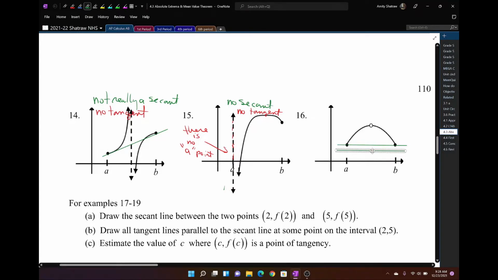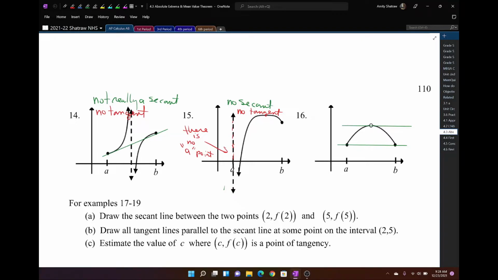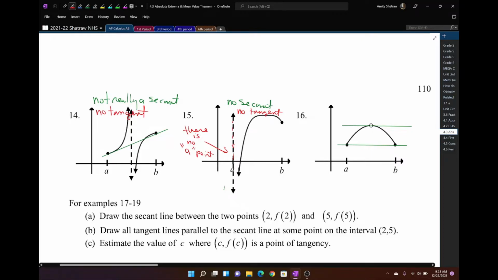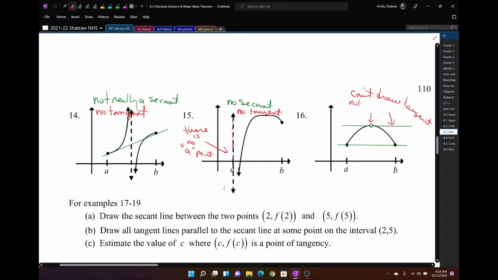Copy it, paste it. I'm totally going to drag it up to that spot. And then, hey, wait a minute. What does that spot mean? My function isn't defined there, right? So, okay, that's just not possible to draw that tangent.